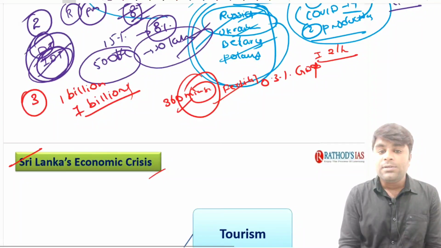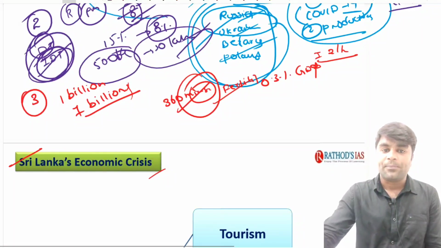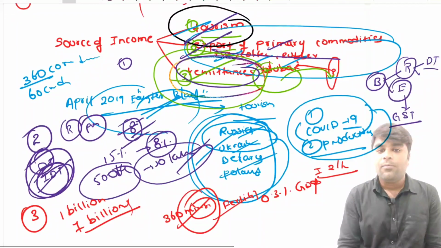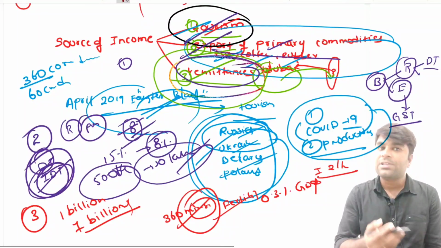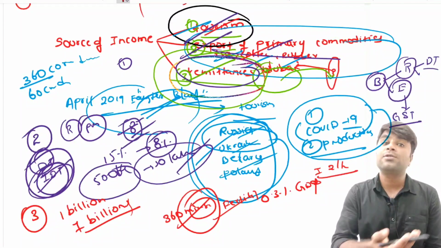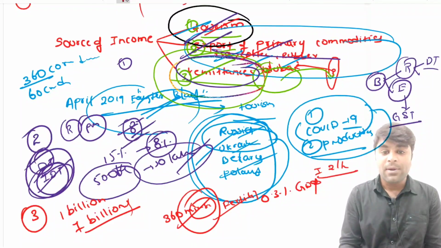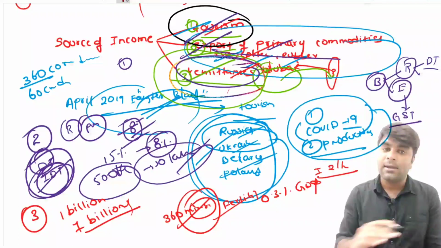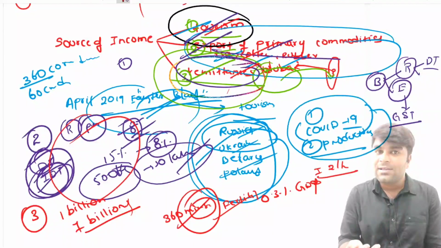Now, in order to reduce this import burden on fertilizers, try to understand. The tourism, which gives foreign currency, has decreased. The export of primary commodities, which also gives foreign currency, has decreased. Remittances, which also give foreign currency, have decreased. The domestic money also decreased.